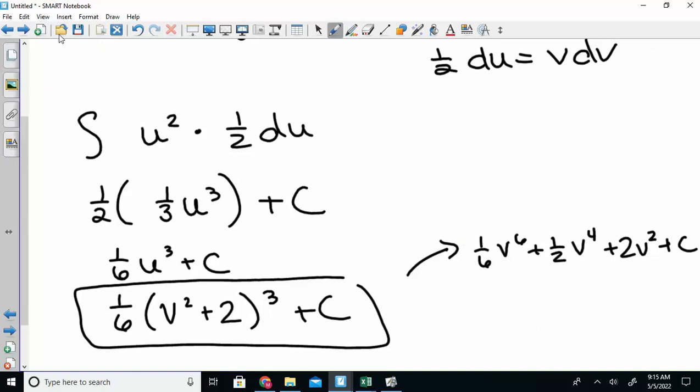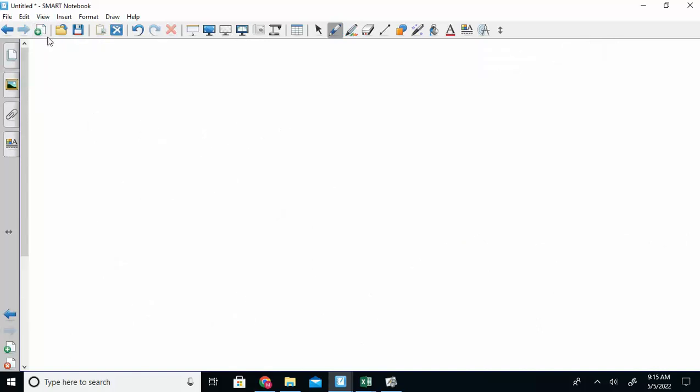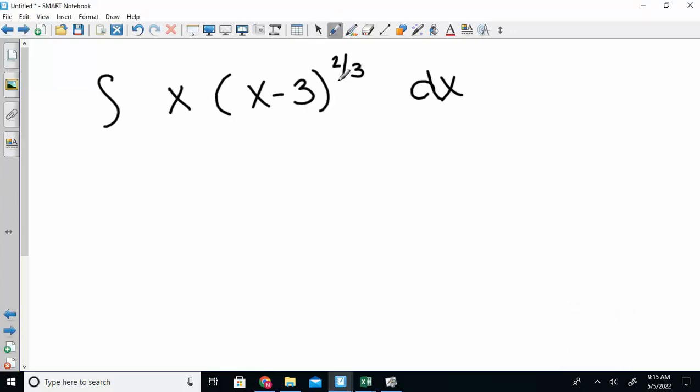Yeah. Could you do a problem where it doesn't fit, like where the v fits in, like in the front, where we can't do it with the 2/3 power, so we would have to do substitution? So your inside would be x minus 3. The du, derivative of x minus 3, is just 1 dx. Is that what you're meaning?